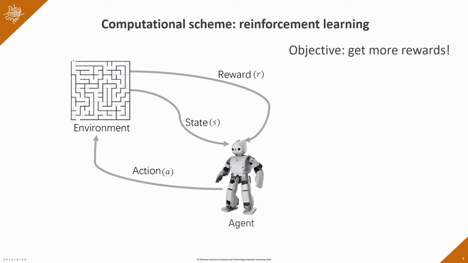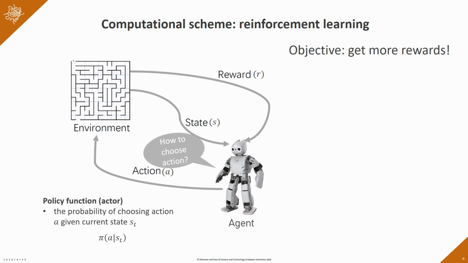So in reinforcement learning, there is an agent interacting with an environment by executing action A, and the agent will observe a state S and reward R from the environment. The objective of reinforcement learning is basically to get more rewards. And one thing is how to choose a good action. We use a policy function, also called actor, to model the probability of choosing action A given current state st, pi(A|st).